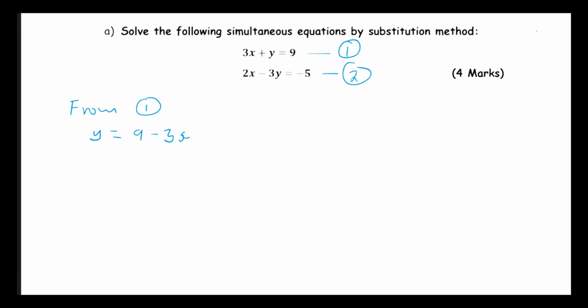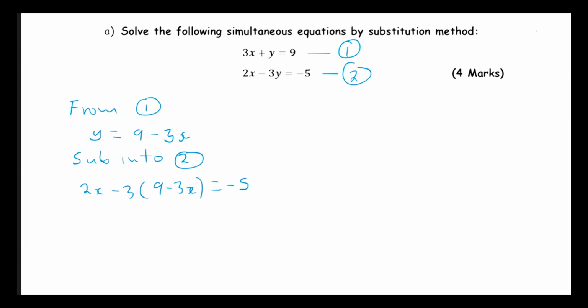Then now what we have is what we substitute into the second equation, that is equation 2. So we write equation 2, but this time we represent y with x using this expression here. So we're going to have 2x minus 3y, and remember y is 9 minus 3x. So we write 2x minus 3 times (9 minus 3x), and that's equal to negative 5 according to equation 2.